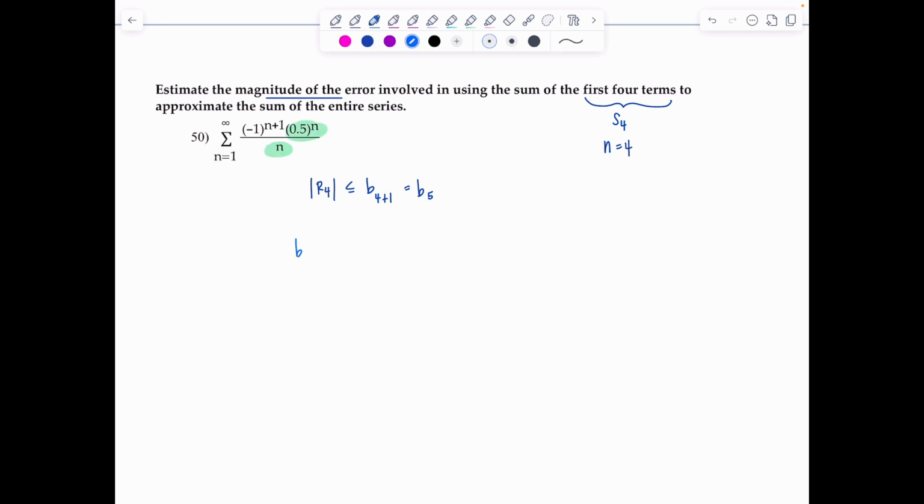There it is, hidden. b sub n is 0.5 to the n over n. So b sub 5 is 0.5 to the 5th over 5, which is 0.00625. If you want, we could just write 6.25 times 10 to the -3rd. That is not a lot of error. I mean, I guess it depends what a lot is to you.